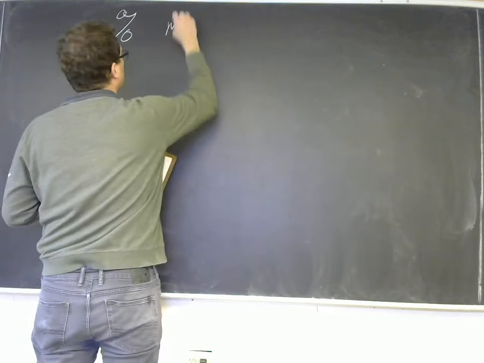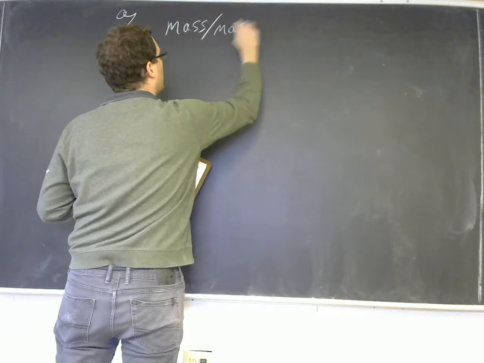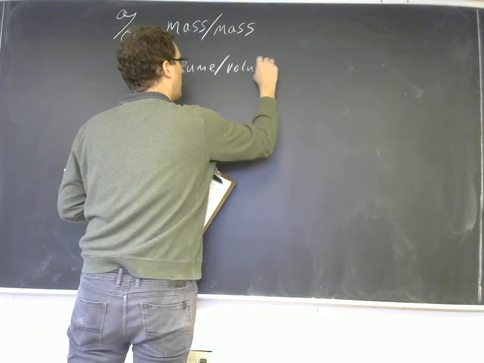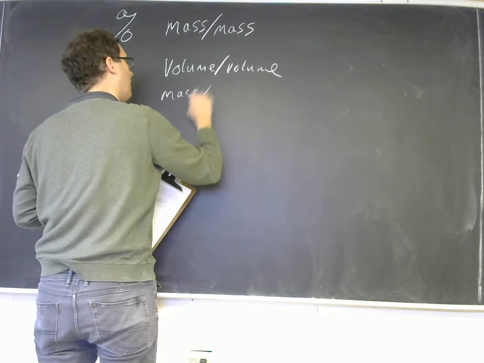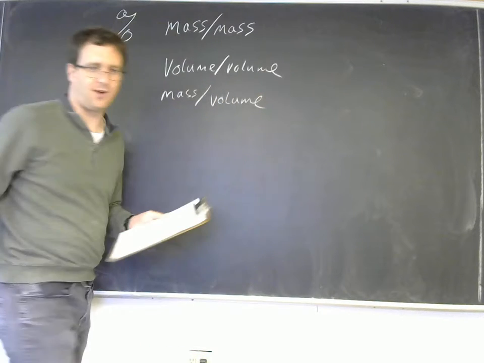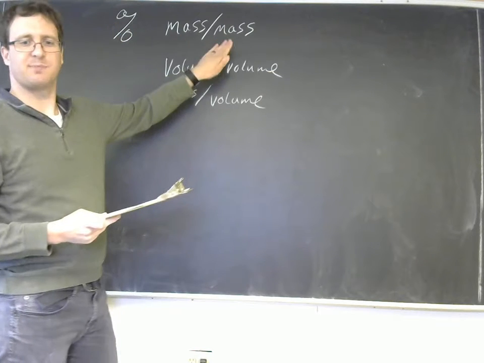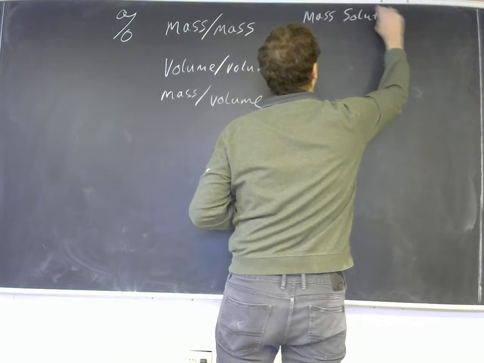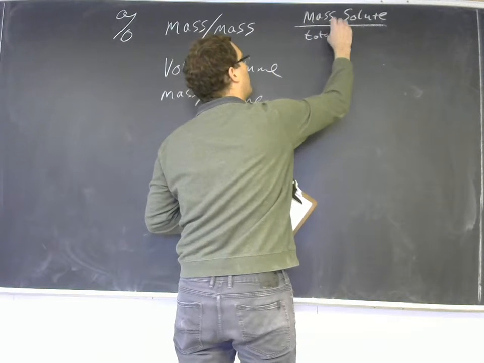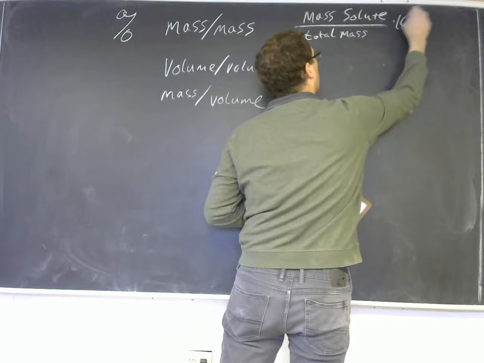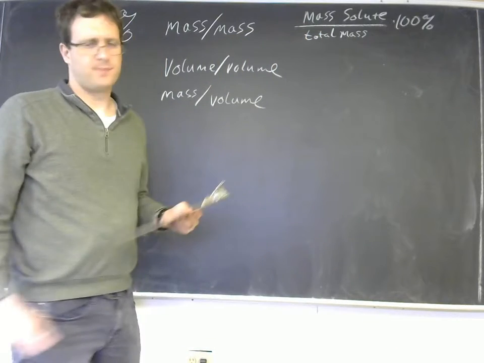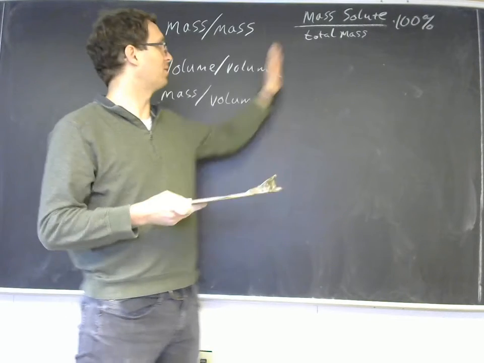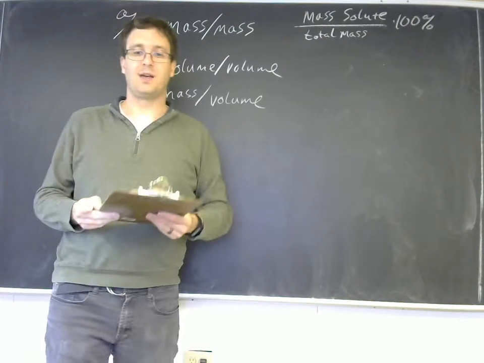There's mass percent, and there's volume percent, and then there is mass volume percent. In mass percent, you're going to take the mass of the solute divided by the total mass times 100%. The total mass would be the solvent plus the mass of any solutes that you may have, and if you have lots of solutes, you have to sum them all up here. So mass percent is really pretty straightforward.